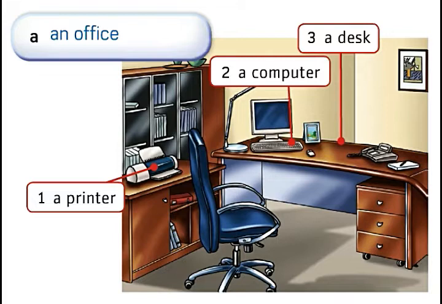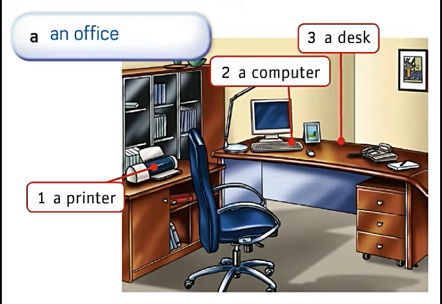For example, an office. Not all people have an office in the house, but in case we have one, we usually have number 1, a printer. We have the printer connected to a computer, and we have a desk. The desk is similar to a table. It's not a table, but it's a place where we can study, where we can have the computer, where we can store many documents. So that is a desk.